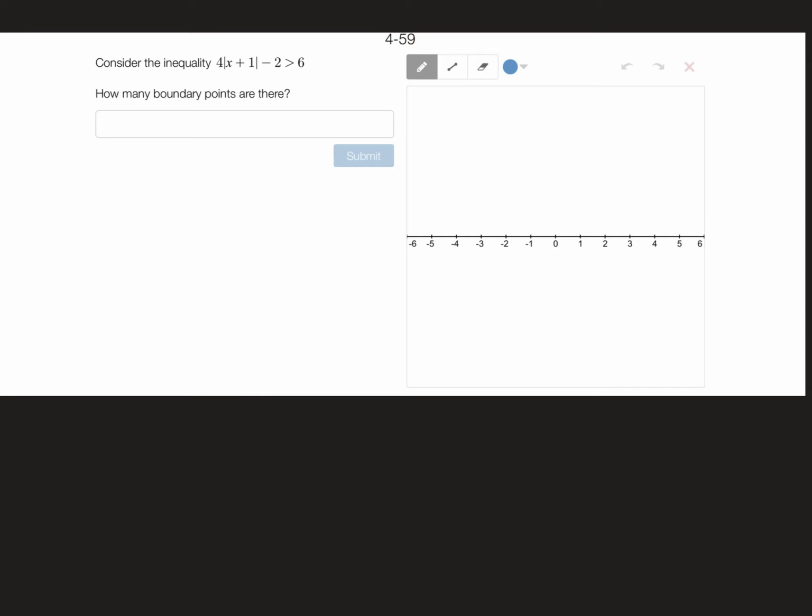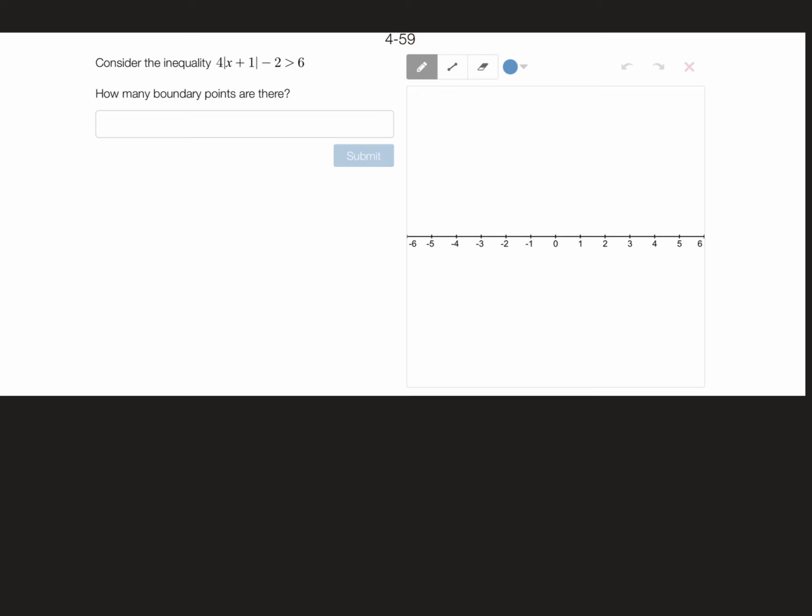All right, so now I want to look at the inequality for times the absolute value of x plus 1 minus 2 is greater than 6. Now, there's lots of ways that we can find the boundary points, but really what we're asking ourselves is where do the two graphs intersect?